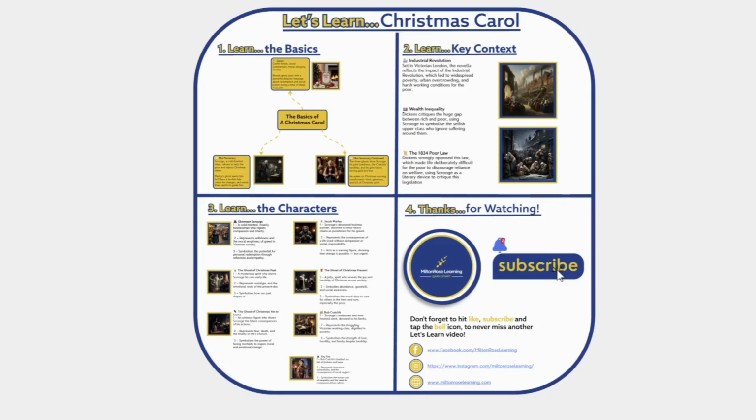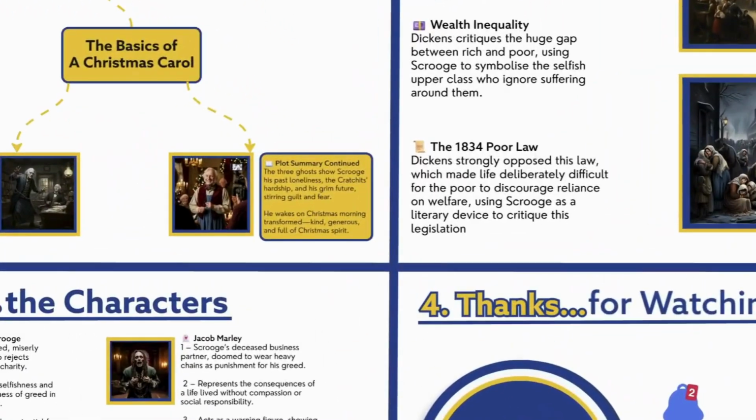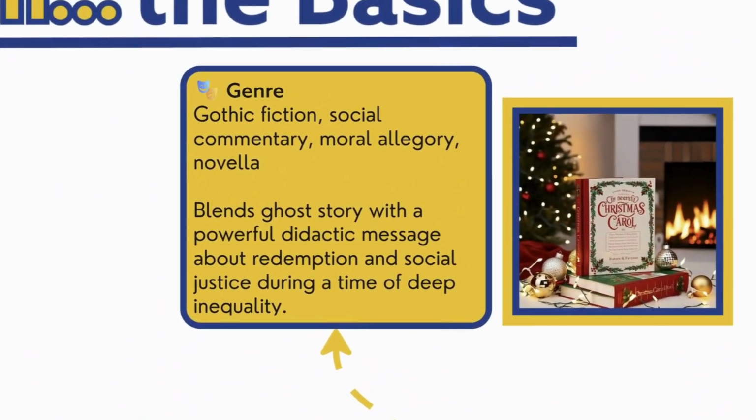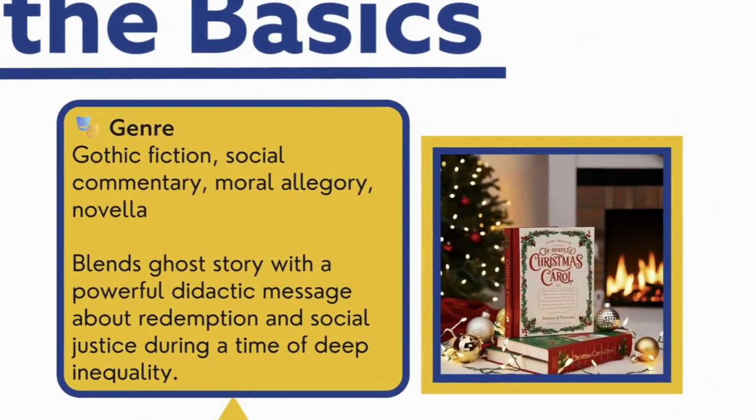Okay, so a Dickensian masterpiece here. We're going to look at some of the key basics together, just some of the key plot points really. Then we'll untangle some of the key context, all the history for you, for those budding historians. And then we'll have a look at some of the key characters in this novella as well.